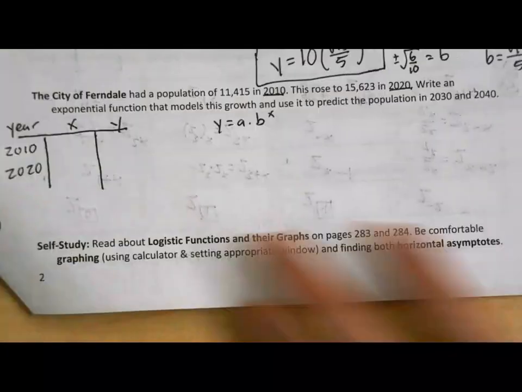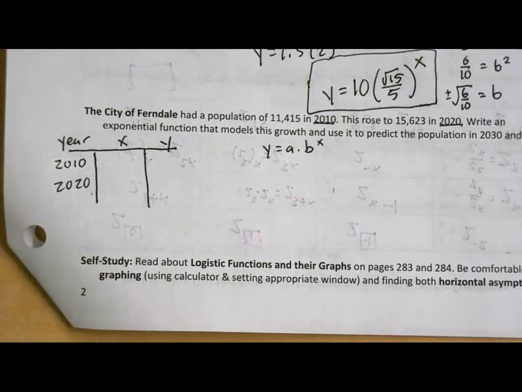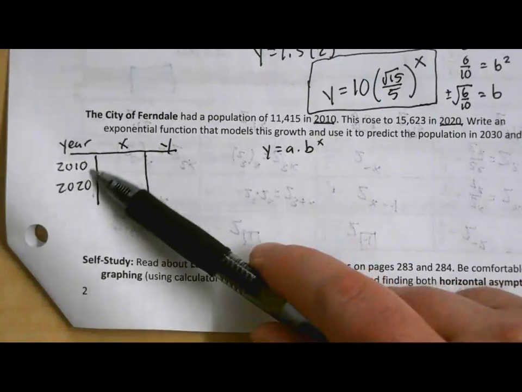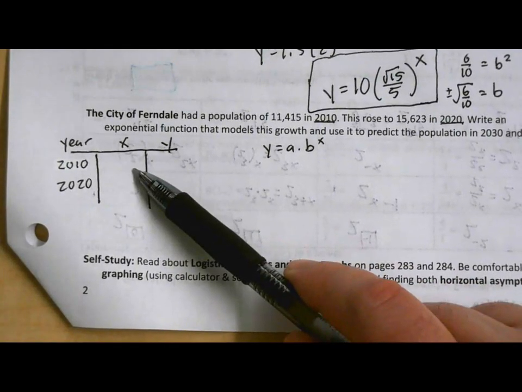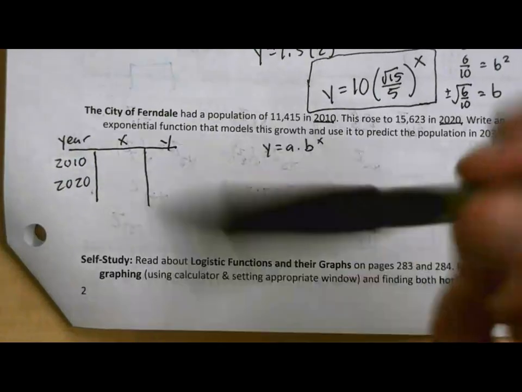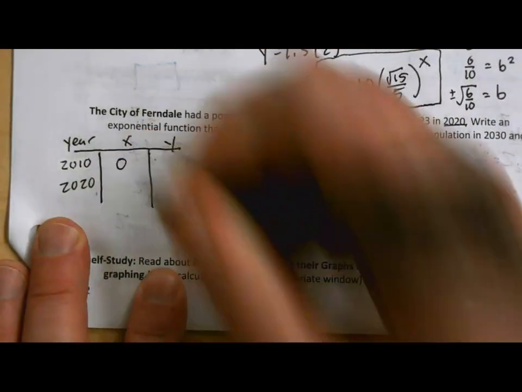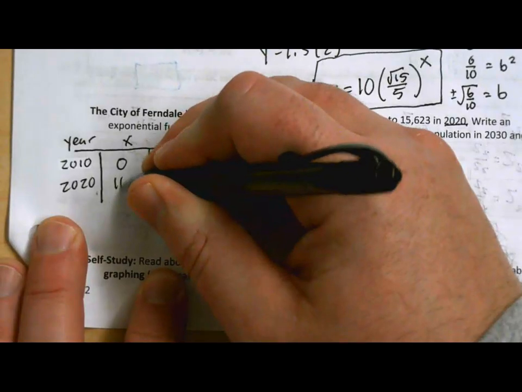So we can make year 0 be any year. We can make it be this year if we wanted to. I'm thinking since this is the earliest year they gave us data about, why don't we make this year 0? You guys okay with that? So if we made this year 0, then 2020 would be year 10.